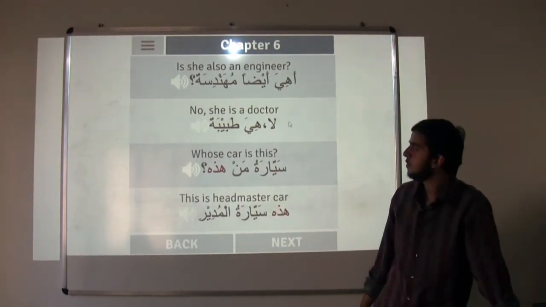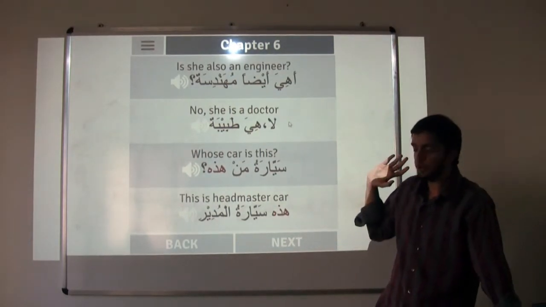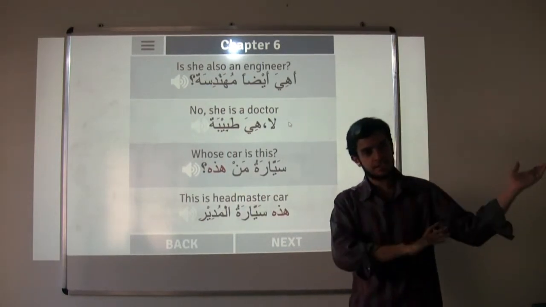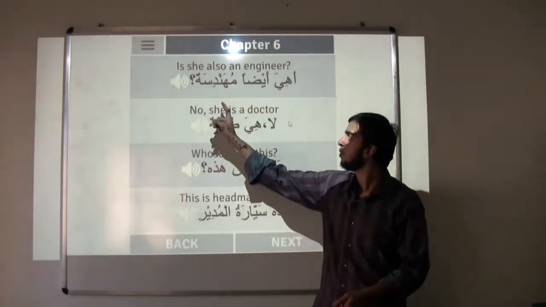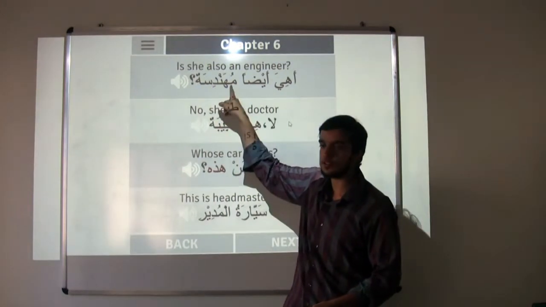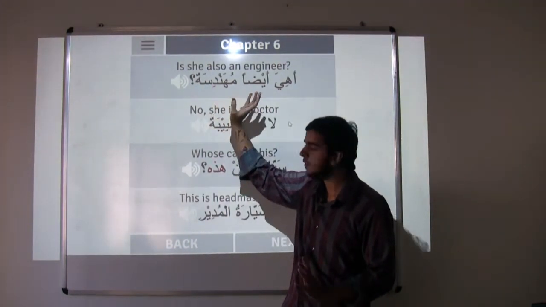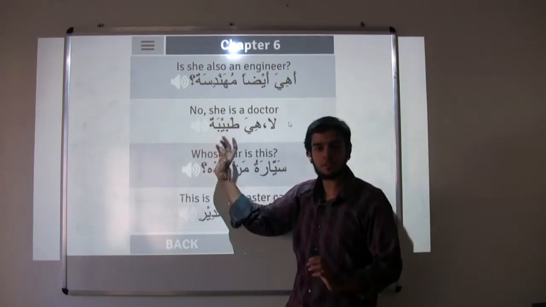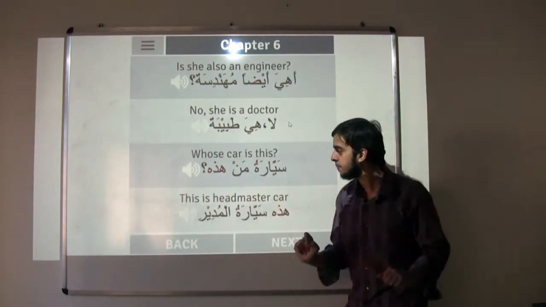La hiya tabiba. So basically, it's only an application of what we have learned last class and this class, that we are adding golta to muhandisun to become muhandisatun. And tabibun becomes tabiba. That's it. Simple as that.